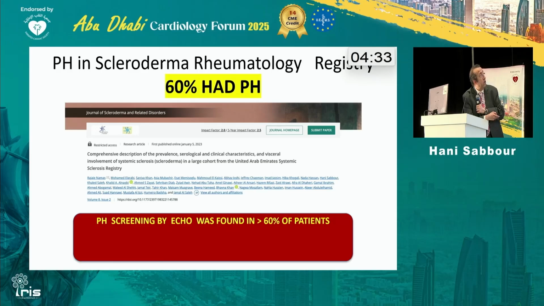We also work with the rheumatologists. So this is a very large group of rheumatologists in the country. And what we ask them to do is obtain an echo on every patient with systemic sclerosis. Now, only 78% of patients had an echo. But pulmonary hypertension was found in 60% of the patients with connective tissue disease, scleroderma. This is very high frequency and very high yield. So if you see a patient coming from a rheumatologist with a diagnosis of scleroderma, the risk of pulmonary hypertension is extremely high. 60% have pulmonary hypertension.